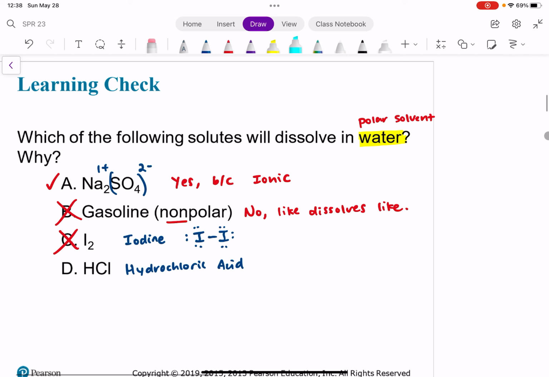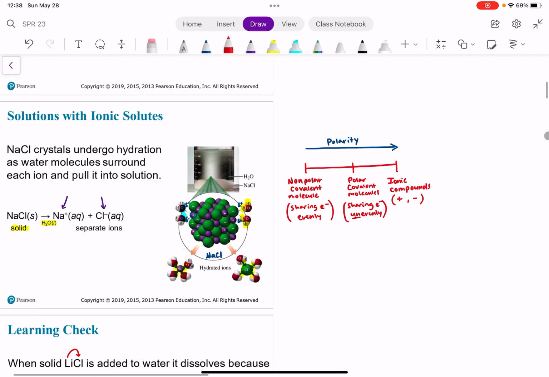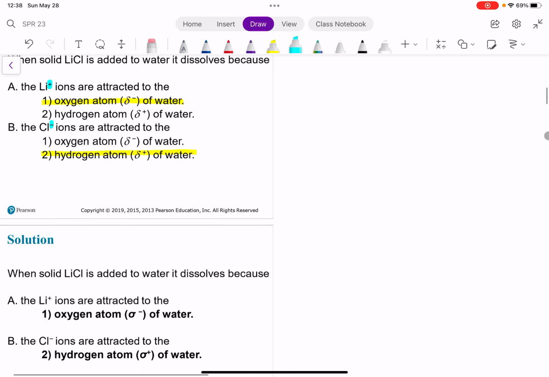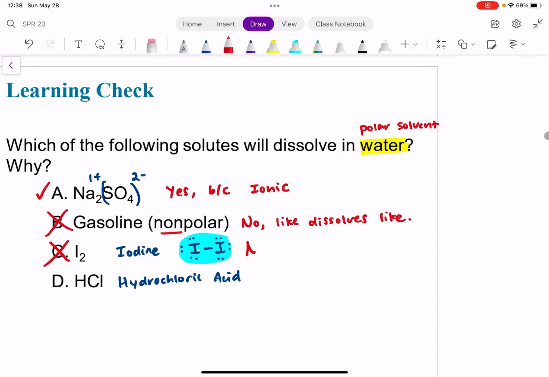So what ends up happening is they're both going to share those electrons completely evenly, and you're going to get those electrons evenly distributed throughout the molecule. So remember, if they're sharing electrons evenly, that's nonpolar covalent, right? Sharing them evenly. So it's nonpolar. So let's say no, nonpolar. And then also, like dissolves like. All right, what about the last one?